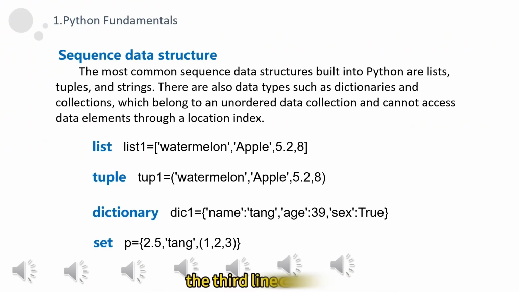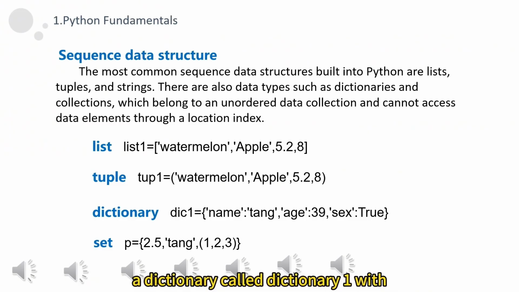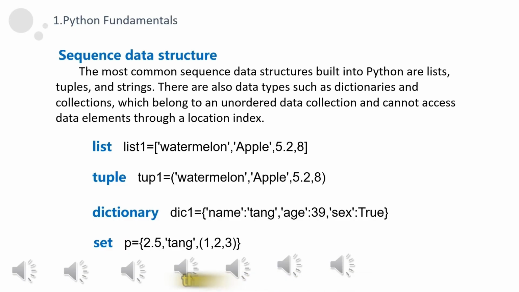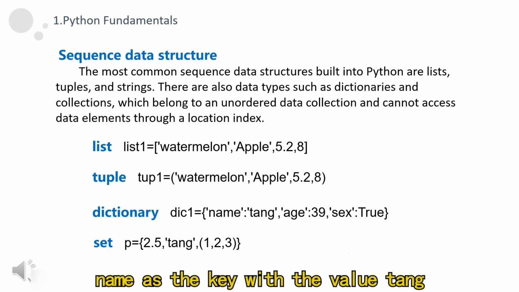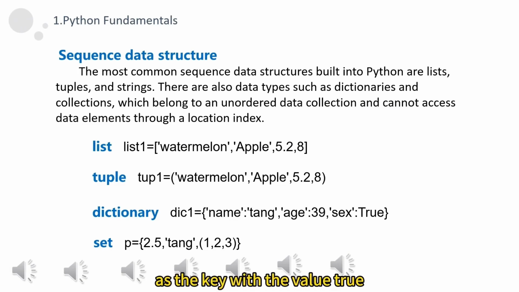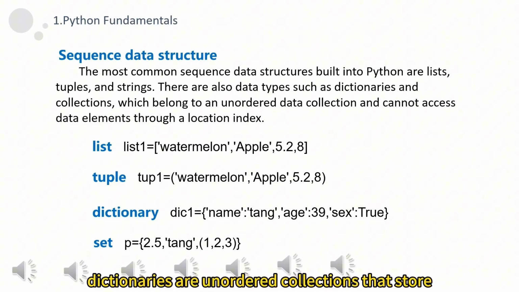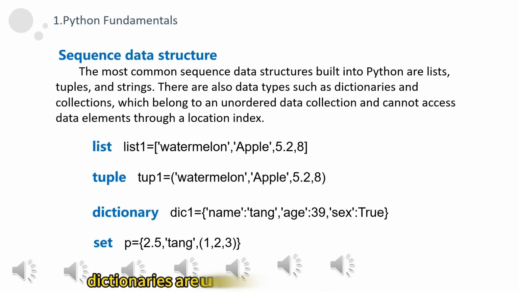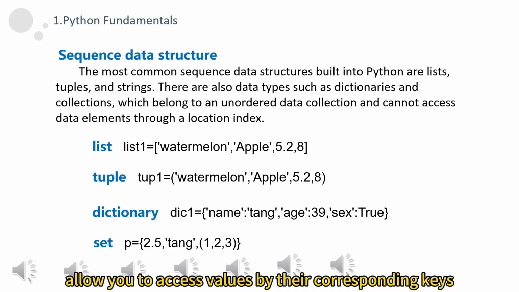The third line creates a dictionary called dictionary1 with 3 key value pairs: name as the key with the value 10, age as the key with the value 39, and sex as the key with the value true. Dictionaries are unordered collections that store data in key value pairs, allowing you to access values by their corresponding keys.